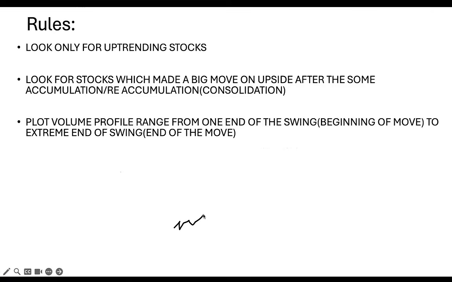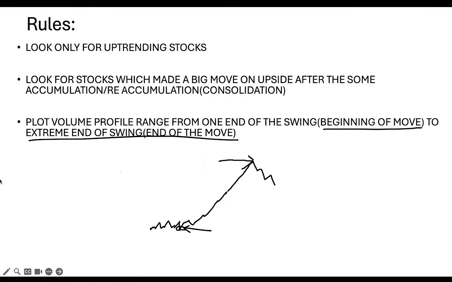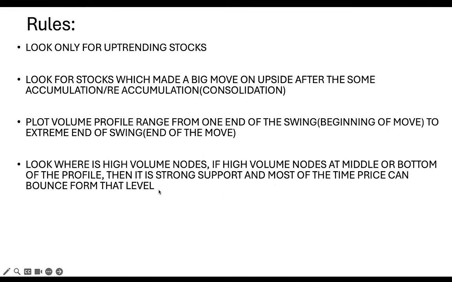Next, once you have marked the level, for example, this stock was in consolidation and around this level it started going up. It made a swing high here and then price started coming down, and you have to mark the volume profile from this swing low to this swing high. That means from the beginning of the move to the extreme end of the swing. That is how you have to plot the volume profile and look at where the high volume nodes are. If the high volume nodes are at the middle or bottom of the profile, then it is strong support, and most of the time price can move from that level.